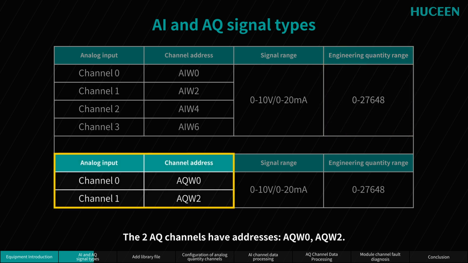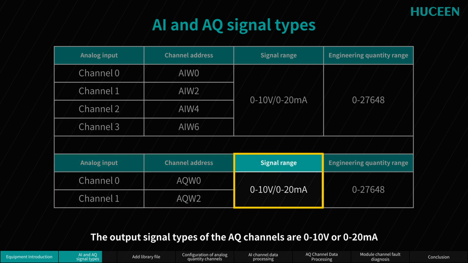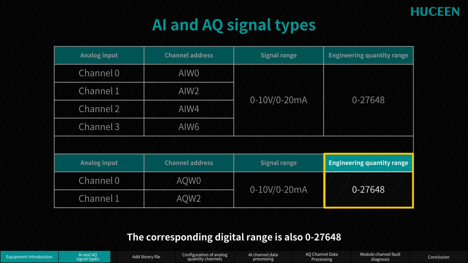The 2 AQ channels have addresses AQW0 and AQW2. The output signal types of the AQ channels are 0 to 10 volt or 0 to 20 mA. The corresponding digital range is also 0 to 27648.